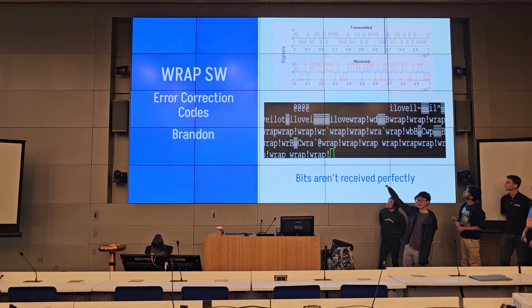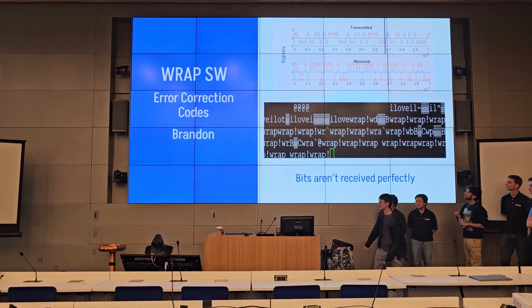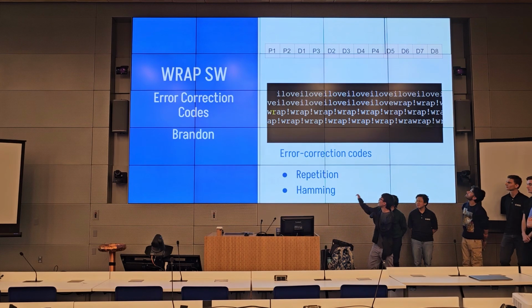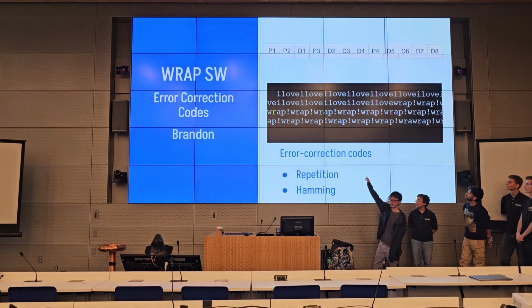So the solution to this is to introduce channel coding, which is to introduce redundant bits to our message so that we can do some error correction on it. As a result, as you can see in the image at the bottom, we're able to turn our corrupted characters into basically readable characters saying I love rap.